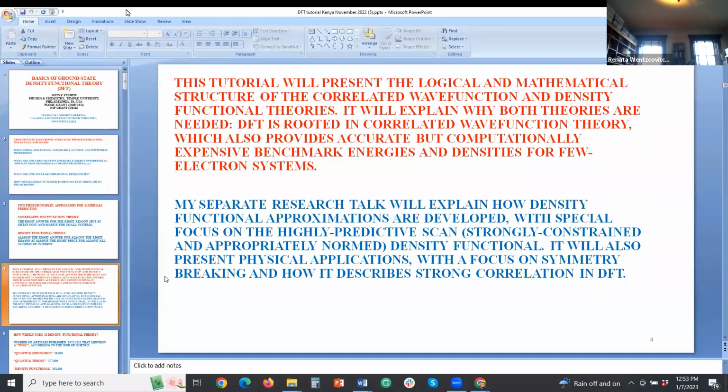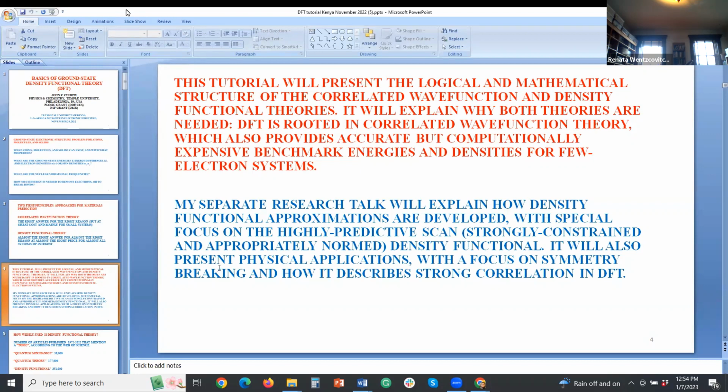So this tutorial will present the logical and mathematical structure of correlated wave function theory and density functional theory. It will explain why both theories are needed. For instance, density functional theory is rooted in correlated wave function theory. And correlated wave function theory also provides accurate and computationally expensive benchmark energies and densities for few electron systems. So it provides reference values against which we can test the accuracy of approximate density functionals.